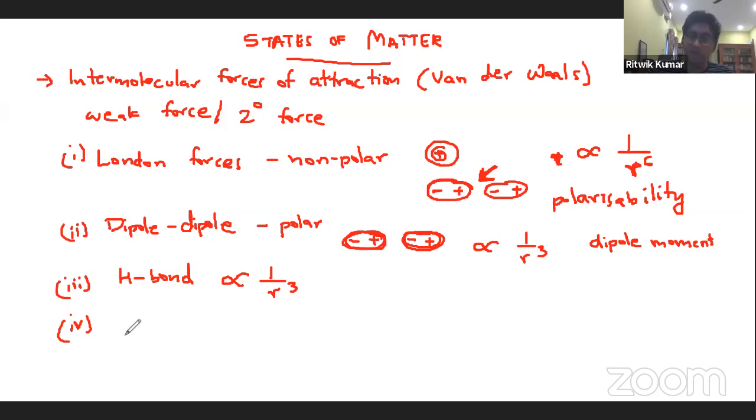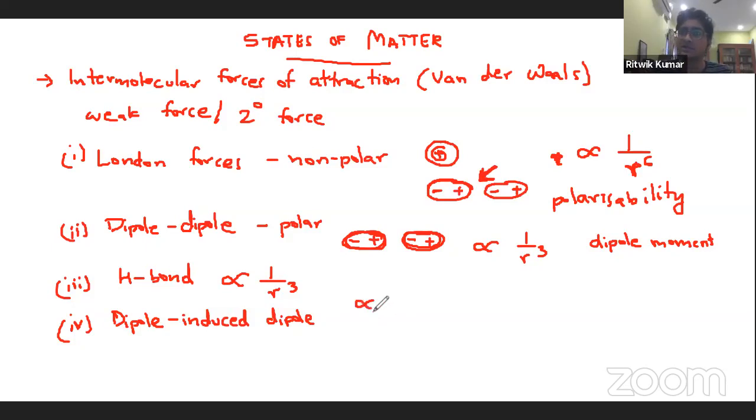And the last one that we look at is the dipole induced dipole. So this basically occurs in mixtures of substances, right? So you have a dipole or a polar molecule and a non-polar molecule within the mixture, or maybe the molecule itself has a polar portion and a non-polar portion, and how they interact with each other, right?